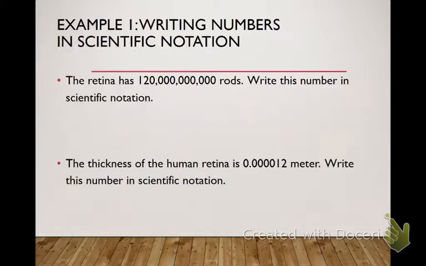Okay, so in example 1, we have two scenarios. One where there's a really large number. The retina has 120 billion rods. Don't quote me on that. That came from your book, but I haven't actually looked that up to make sure that it's accurate information. Okay, so 120 billion rods.